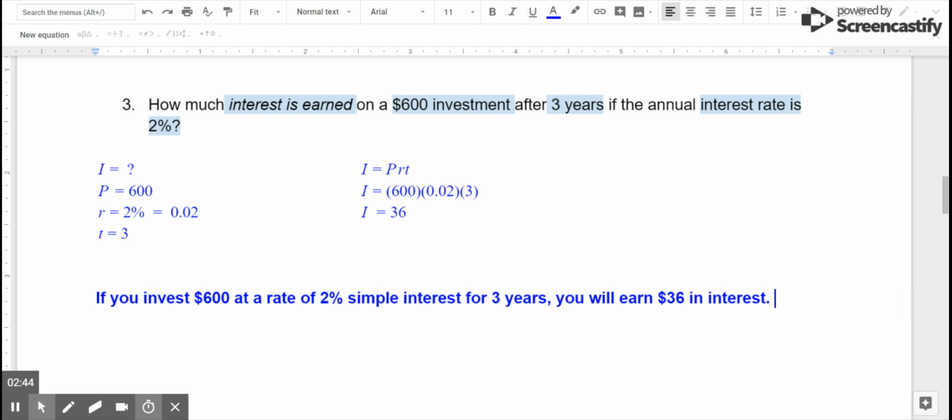What that means for your account is that your account will now have $636, right? Because you started with 600 and then you earned 36 more dollars. So the answer to the question is 36, but it means in the real world that you would have $636 in total.